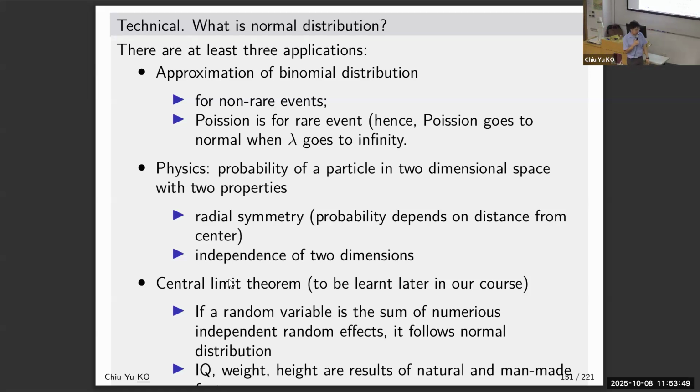And there are 2 properties for the electrons. The first one is called radial symmetry. It means that where it is depends on how far it is from the center. It just depends on the center. If we're far away, then the direction doesn't really matter. It depends on the distance.